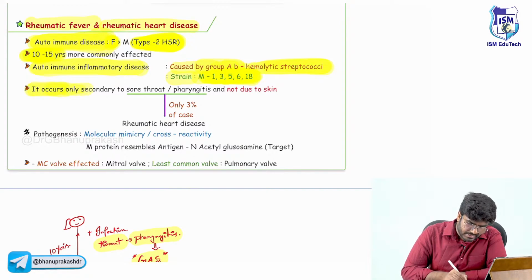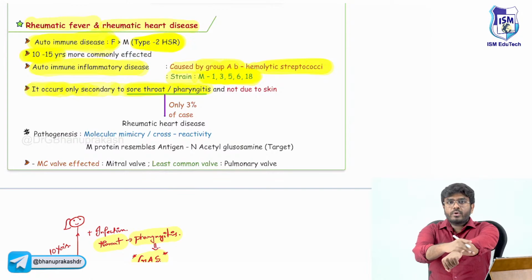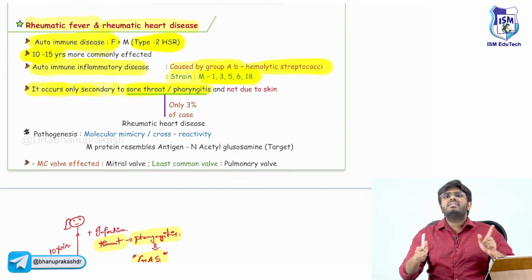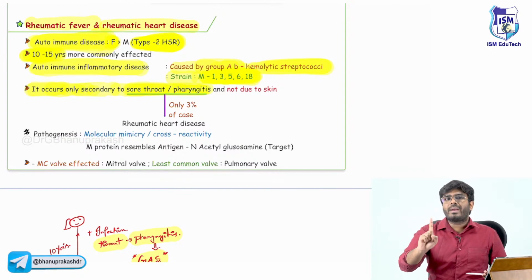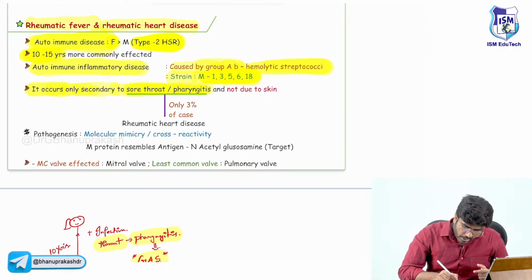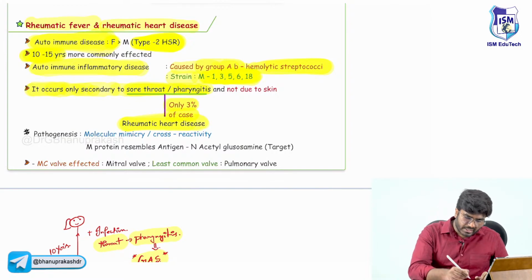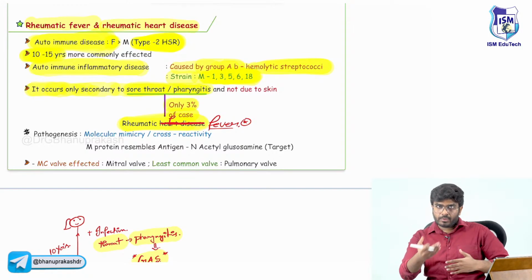See, sir, it occurs only secondary to sore throat or pharyngitis. Streptococcal sore throat or streptococcal pharyngitis. Even you can get a streptococcal skin infection, which is called impetigo. This streptococcal skin infection or impetigo will not cause rheumatic fever. It is streptococcal pharyngitis that can lead to rheumatic fever. That's an important MCQ. I have explained that only 3% of the cases with this pharyngitis can develop rheumatic fever first.